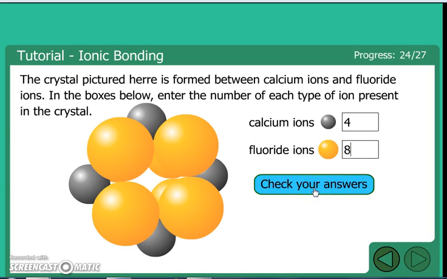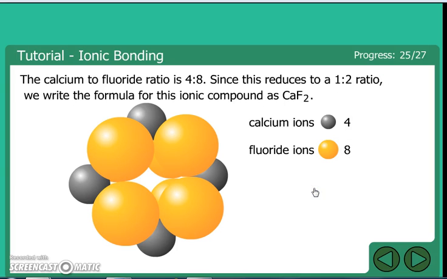Okay, let's check our answers. The calcium to fluoride ratio is 4 to 8. Since this reduces to a 1 to 2 ratio, we write the formula for this ionic compound as CaF2. One calcium for every 2 fluorines. Okay, now you can answer question number 21.